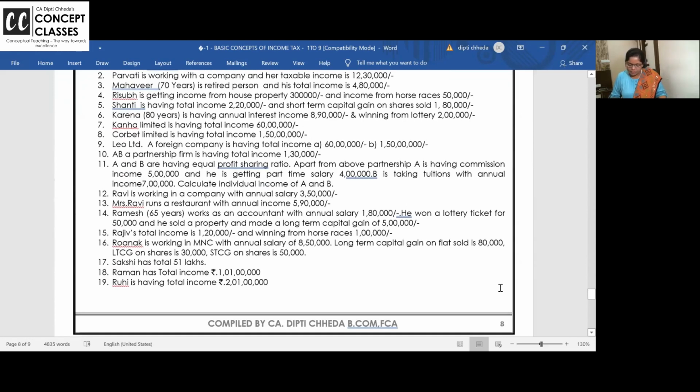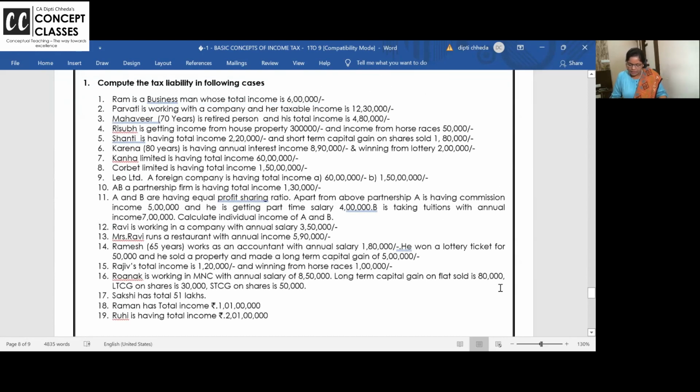Let us do the problem. Partnership firm का होगा. Yeah, here we go. 10th problem. AB partnership firm is having total income 1,30,000. And then A and B are equal partners. Apart from partnership, A is getting commission and he is getting part-time salary. B is taking tuitions with annual salary. Calculate individual income of A and B.